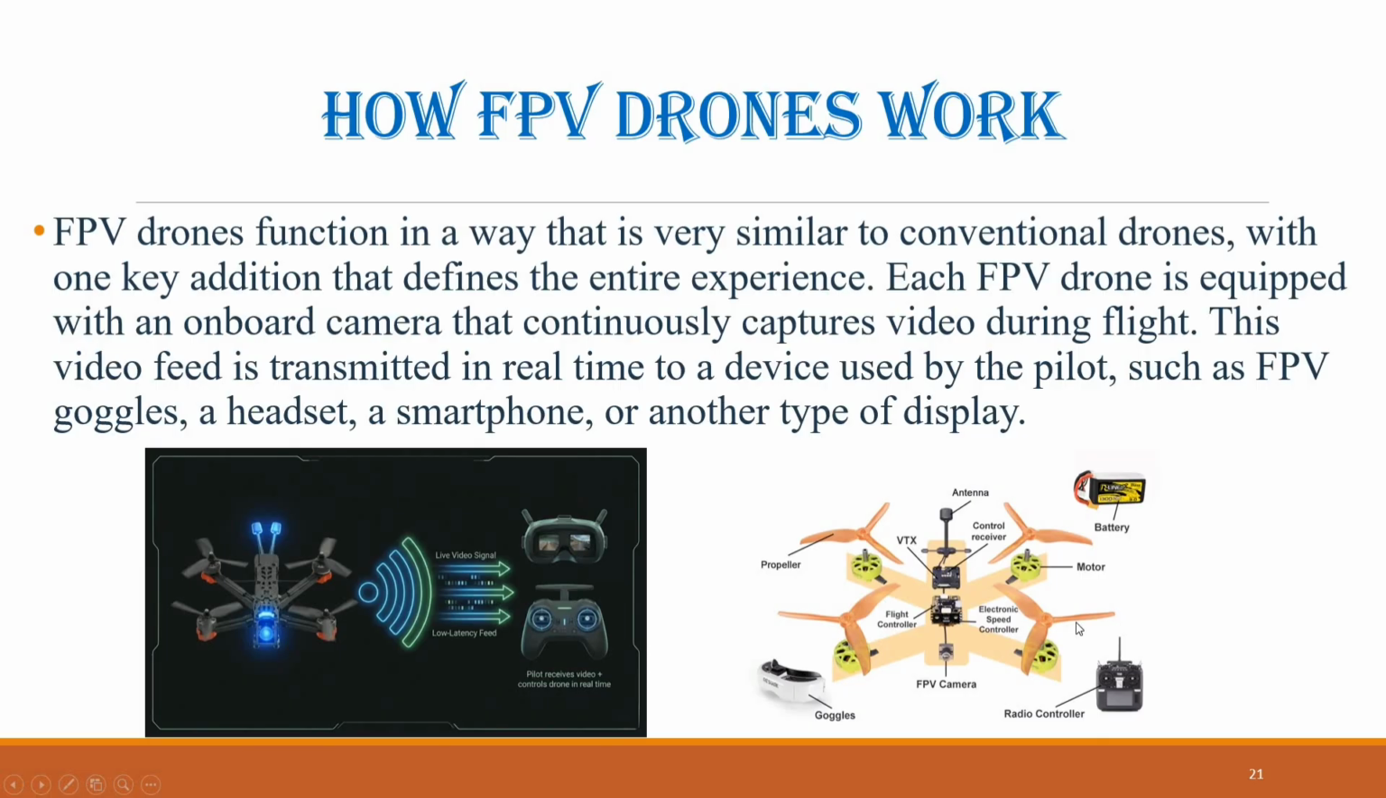The transmission system is designed to deliver a live stream with minimal delay, allowing the pilot to react quickly to changes in the environment. This low latency is essential because even a slight delay between the drone's movement and the visual feedback can make precise control difficult. The combination of real-time video and responsive controls allows the pilot to navigate complex environments as if they were physically present inside the drone.